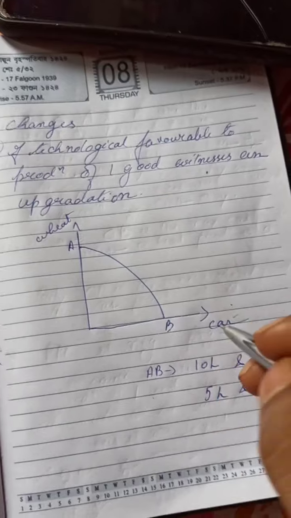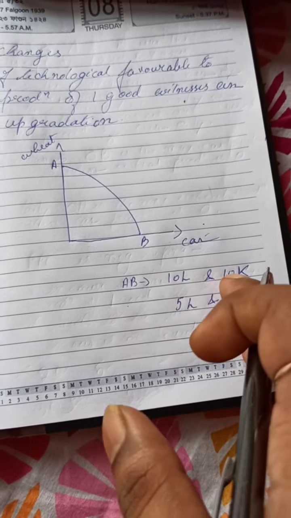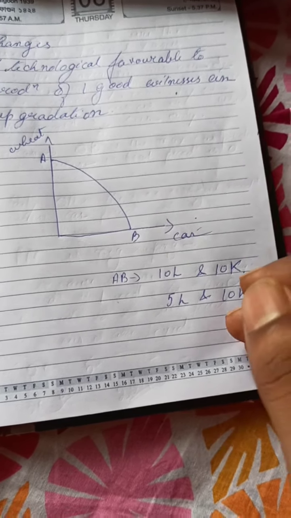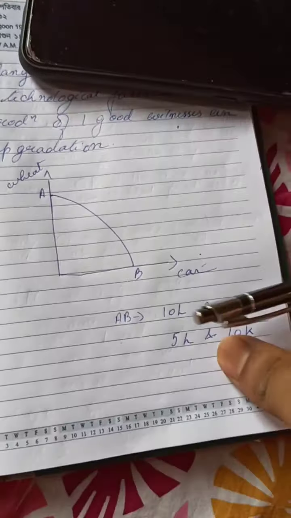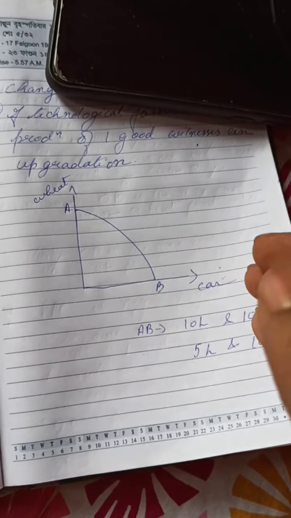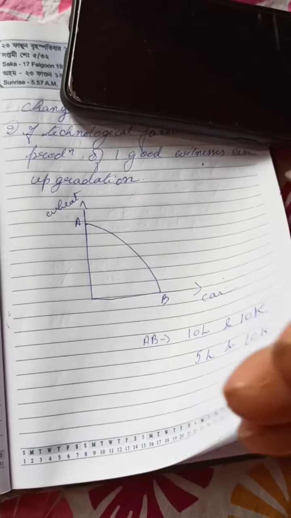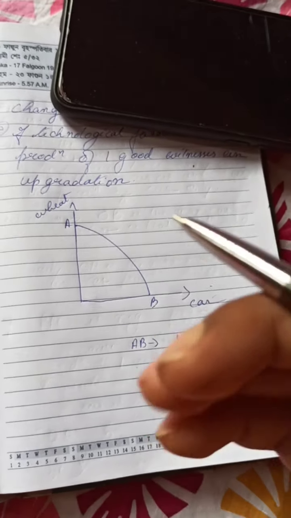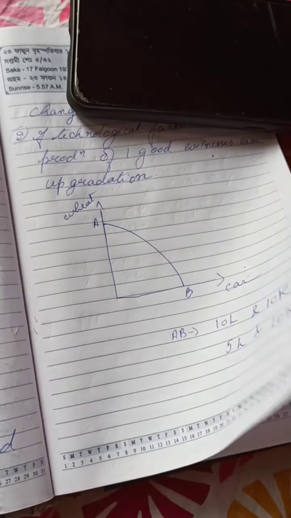This is a PPC, and this PPC has been drawn under the assumption that you have 10 labors and 10 capitals. In economics we denote capital by K. Okay, so this PPC AB has been drawn under the assumption that you have 10 labors and 10 capital. Now obviously your labor or capital stock may witness an increase or a decrease. Okay, may witness an increment or a decrement, because obviously labor force is subjected to change.